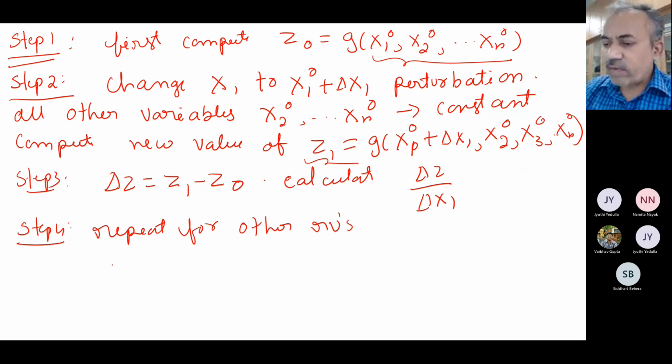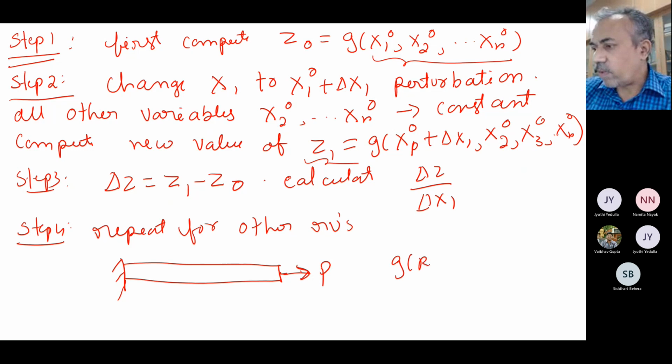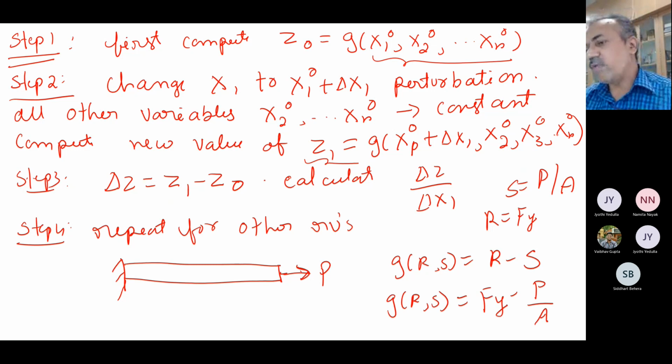For example, if I have this simple problem, a bar problem, with load P. Let us say my performance function g(r, s) is r minus s, where r is f of y and s is p by a. So my performance function is f of y minus p by a. For this problem, things are available in closed form.